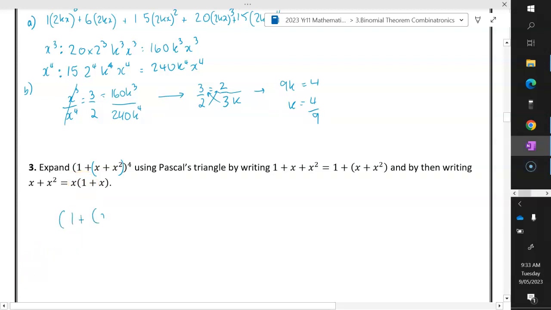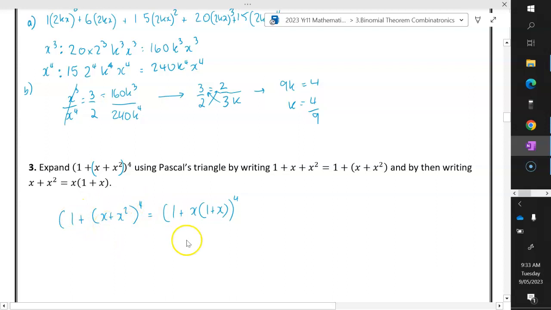So we've got 1 plus brackets x plus x squared to the power of 4. And I'm going to replace that with an extra bracket of 1 plus x, so 1 plus x. I've got lots of brackets in there to the power of 4. So if I expand this out, x plus x squared, I get this bracket here.